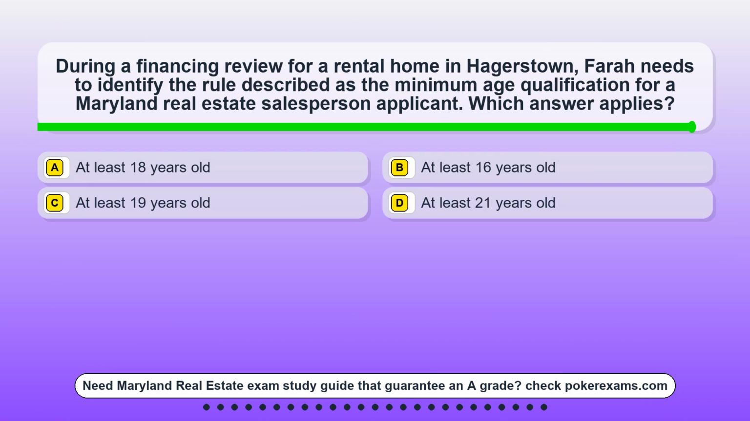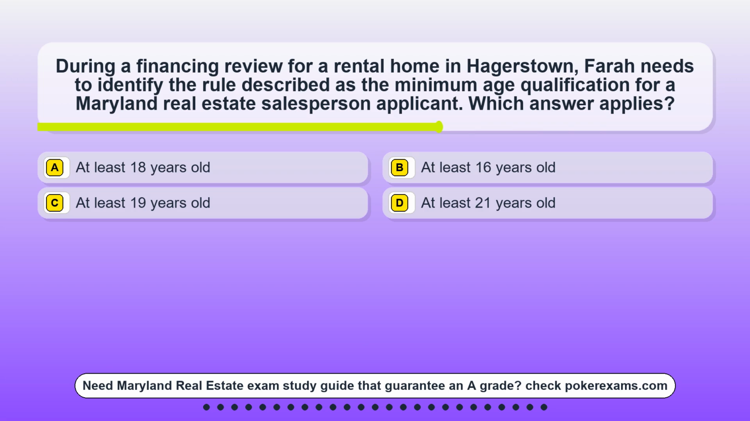Question 24. During a financing review for a rental home in Hagerstown, FARA needs to identify the rule described as the minimum age qualification for a Maryland real estate salesperson applicant. Which answer applies? Option A, at least 18 years old. Option B, at least 16 years old. Option C, at least 19 years old. Option D, at least 21 years old.